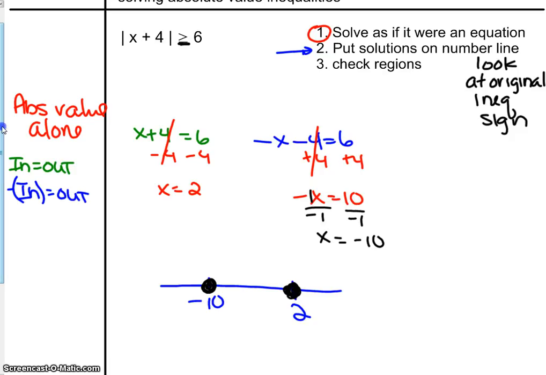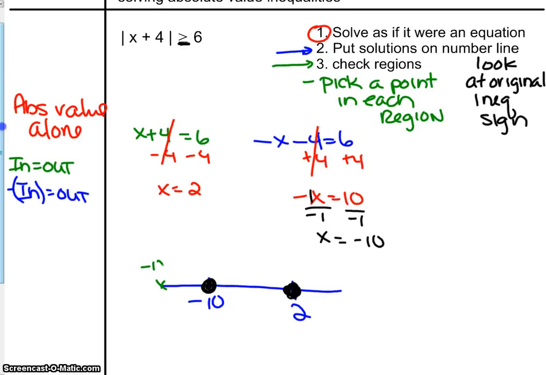Now, probably the easiest thing for us to do to be successful here is go in and check regions. So what I mean there is pick a point in each region. So I'm going to pick a point out here, say negative 12. I'm going to pick a point in here. I like 0. I'm going to pick a point in this region, 5. And what I'm going to do is plug it into the original to see if it's true or false.